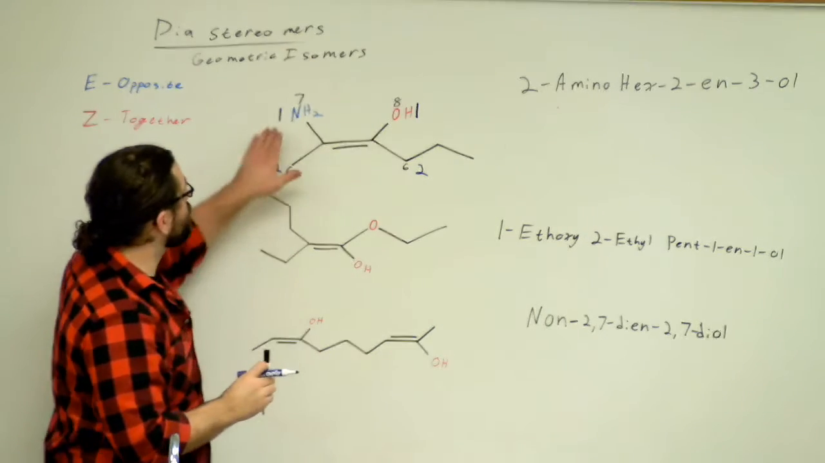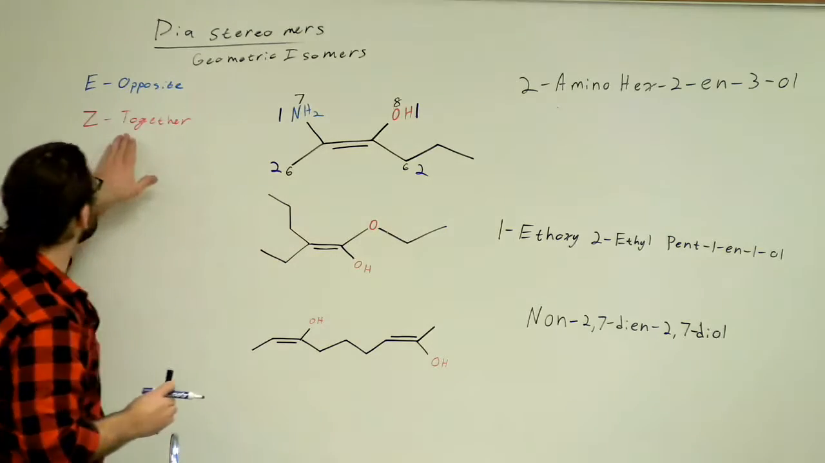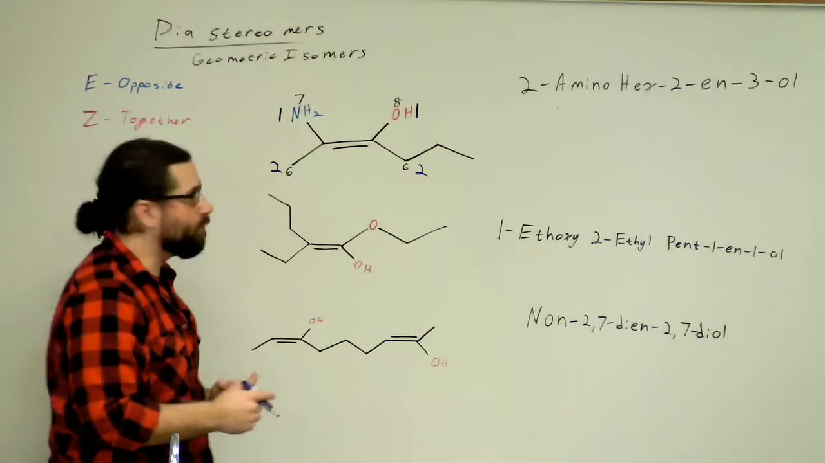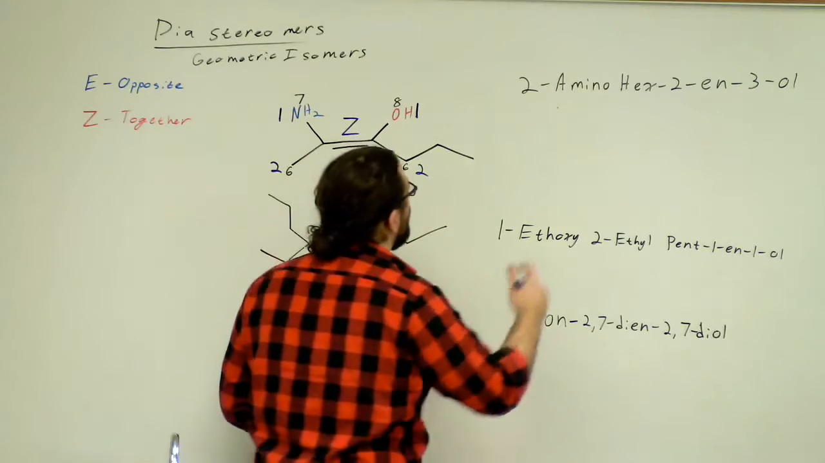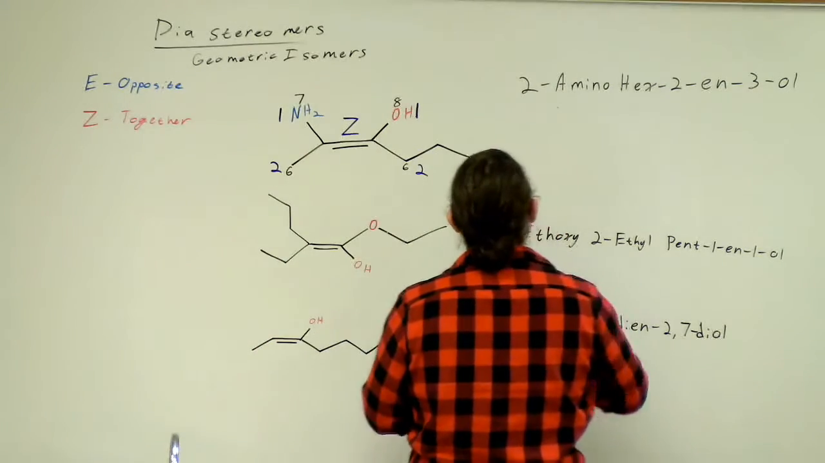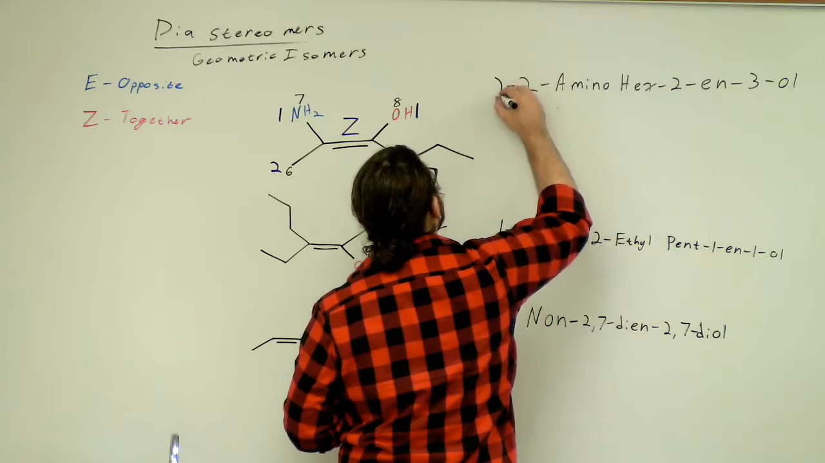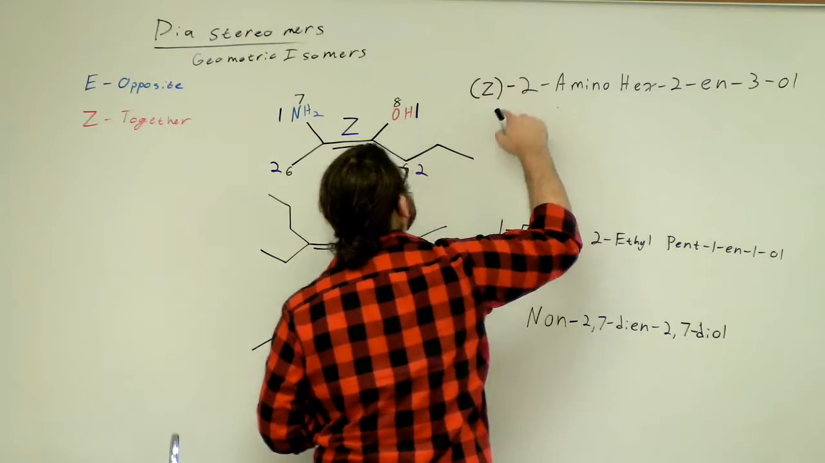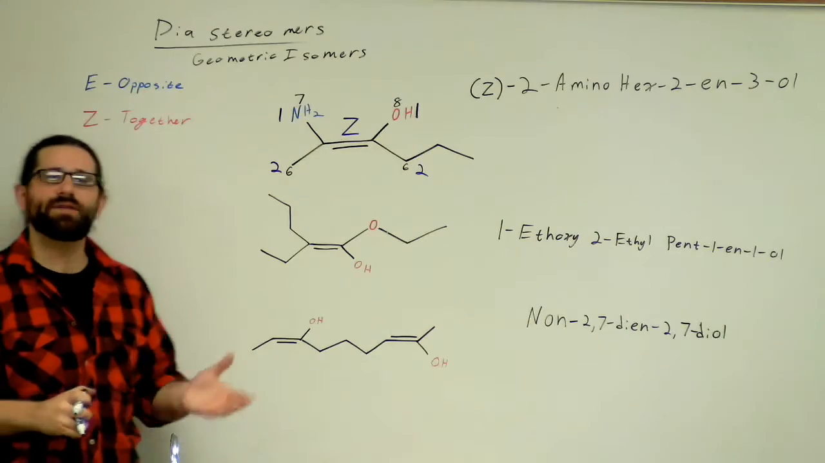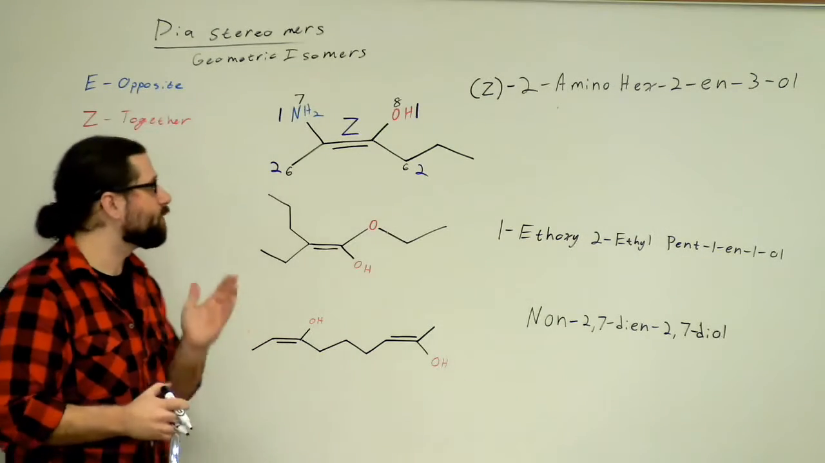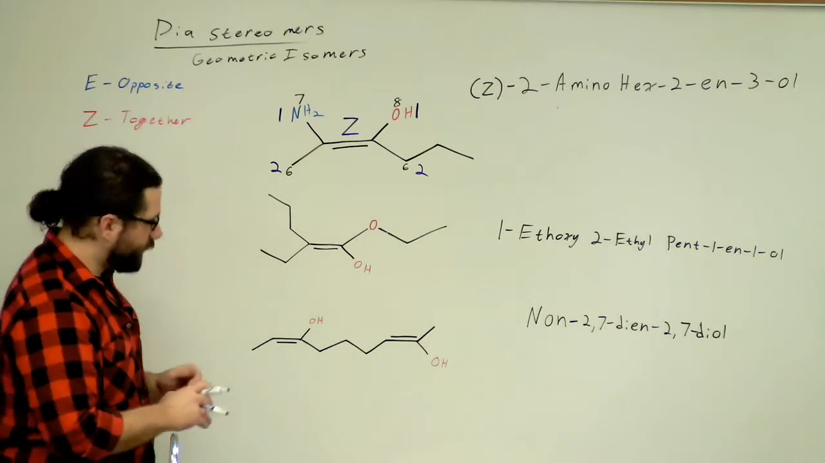And so my 1s are on the same side. That means they are together. This is zusammen. So I'll put a Z here just so I know that. But the way I'm going to write this into the name is just putting the Z in parentheses in front of it all. I don't need to do anything extra. There's only one double bond, so there's only one thing that Z can be referring to.